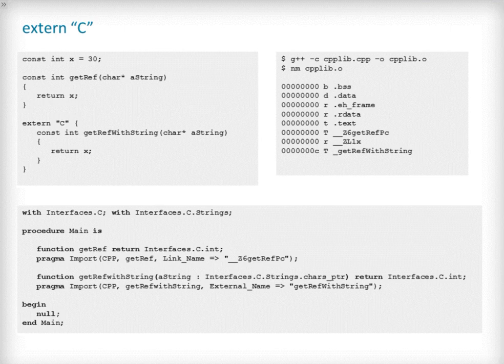Given the C++ code on this slide and the command line call to G++ and NM, we see that getRefWithString has compiled without a C++ mangled name. This allows the subsequent Ada main program to import getRefWithString using the CPP convention, but without having to use linkname. Whilst this does allow a mixing of C++ programs with mangled names and C subprograms without mangled names, this isn't really a viable solution when it comes to importing C++ classes.